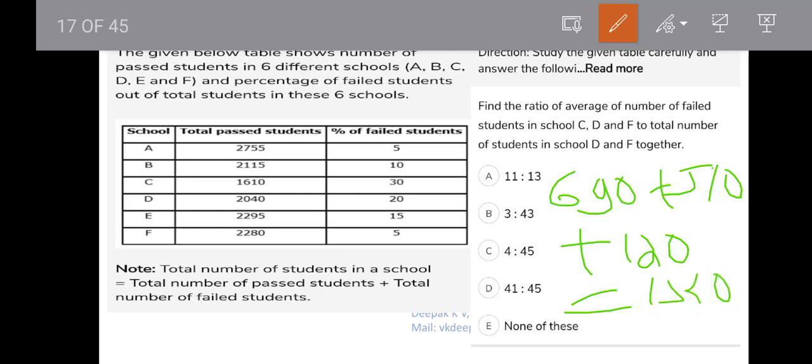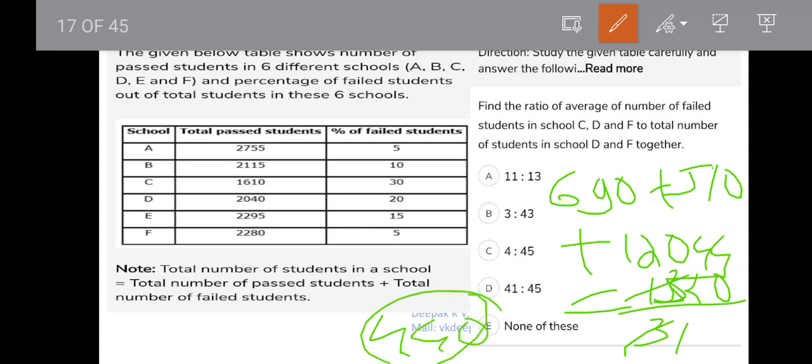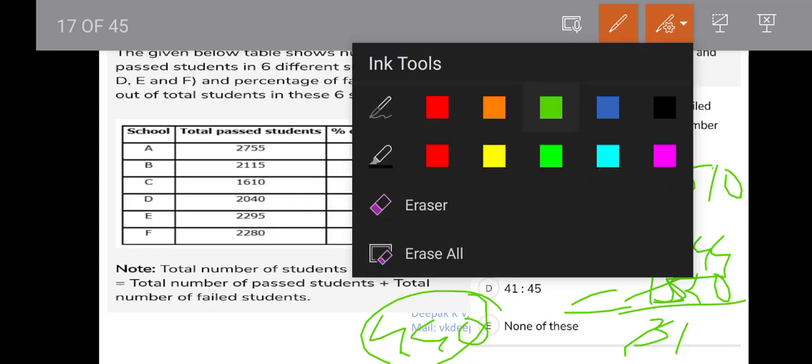But what is asked? The asked is average, right? So that is why I am dividing it by 3, because totally 3 schools are added, right? So 3 ones are 3, 3 fours are 12, and 3 fours are 12. How much will it become? You will get it as 440. Okay, so I will write it as 440. This is the average of the failed students of C, D and F.